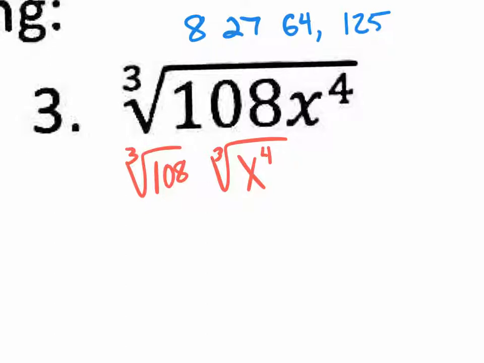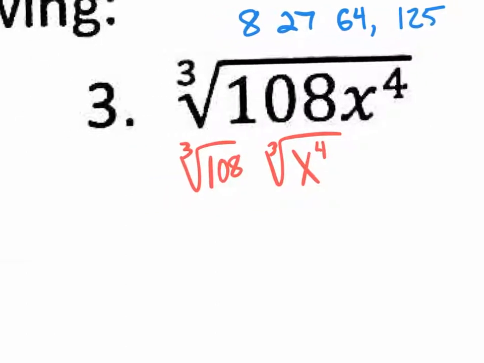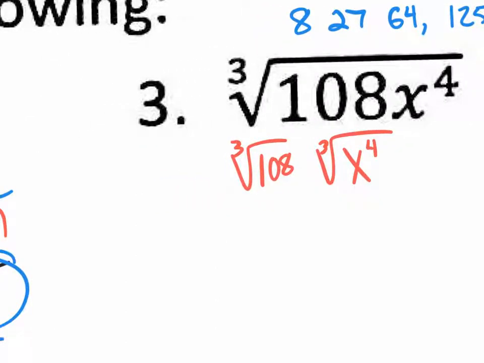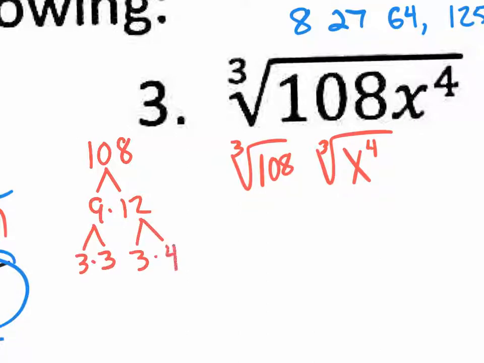Okay, let's try the factor tree. Since we can't see it off the top of our heads, again, you could use a calculator if you wanted to. But 108, we're going to break it down to 9 times 12 with the factor tree. 9 becomes 3 times 3. 12 becomes 3 times 4.